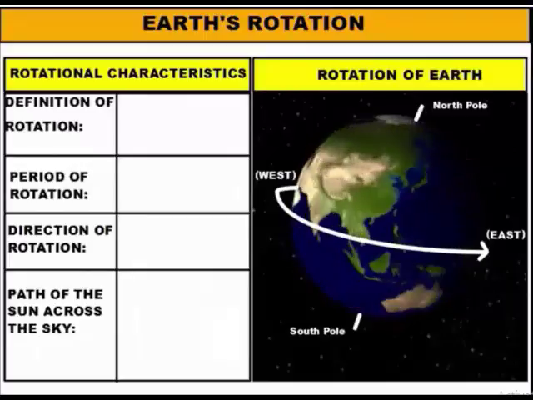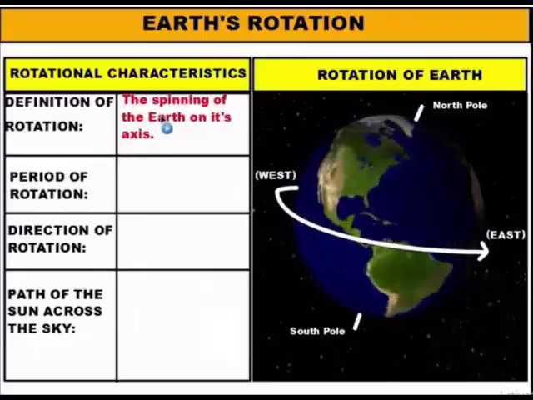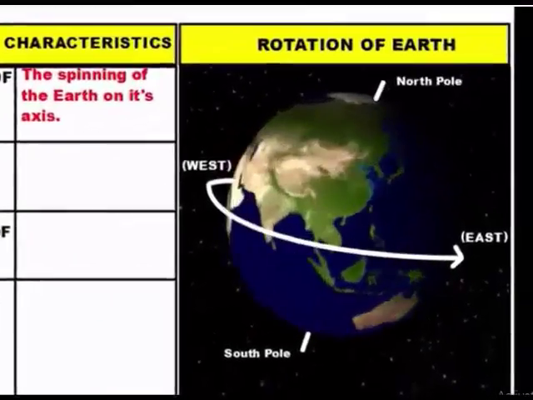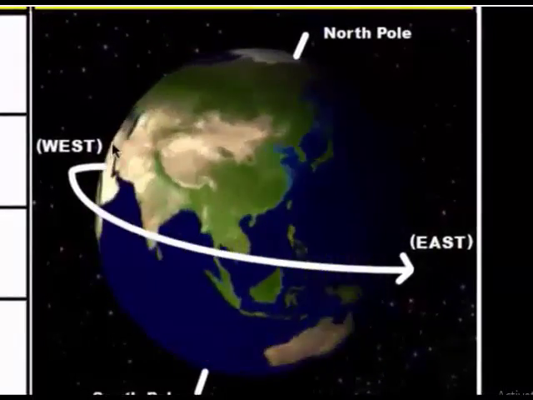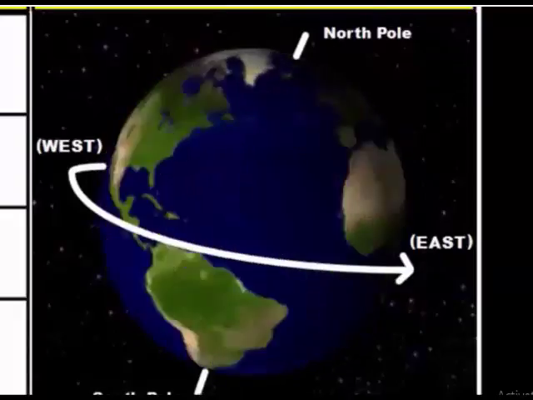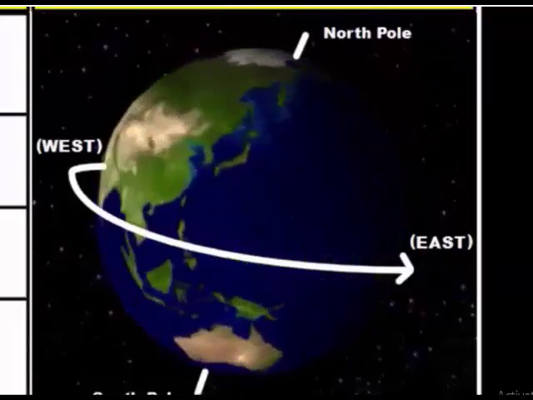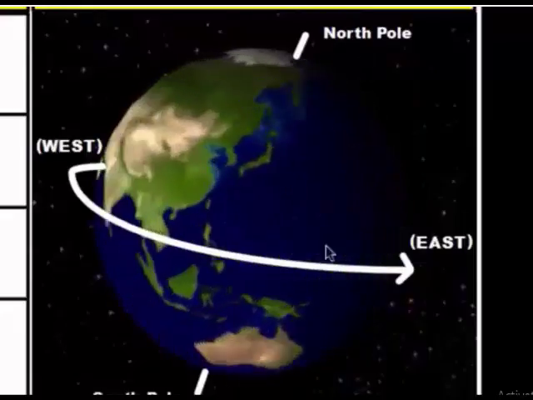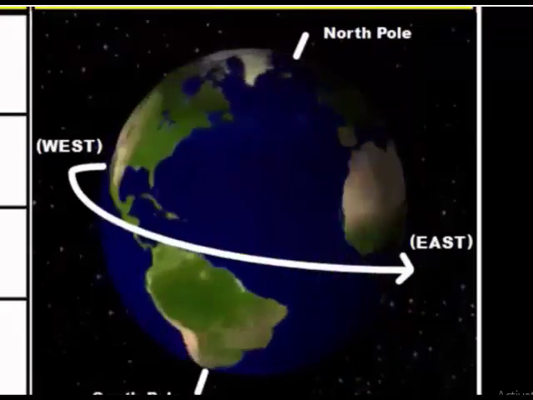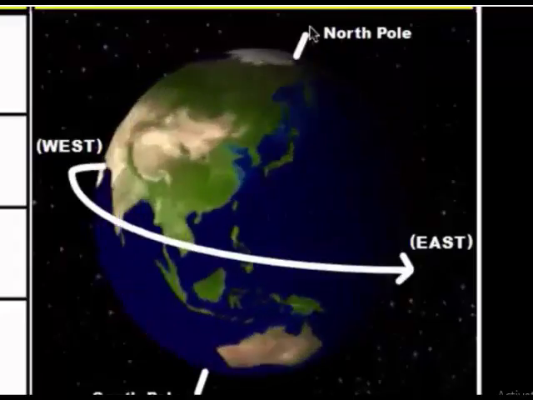So now rotation, first we look up a definition of the rotation. Rotation means spinning of the earth on its own axis. There is an imaginary line from the middle of the earth, and that imaginary line towards the north is known as North Pole, and towards the bottom it is known as South Pole.